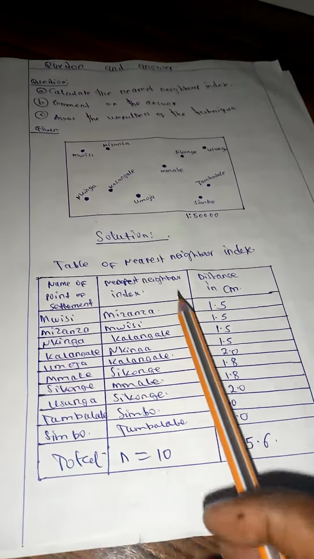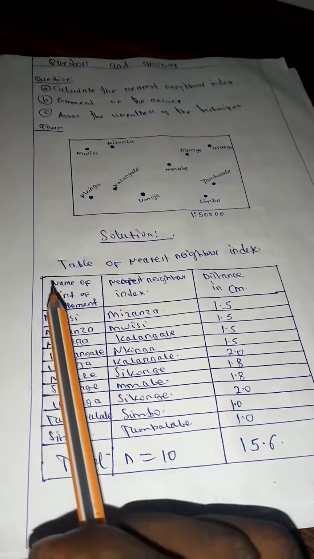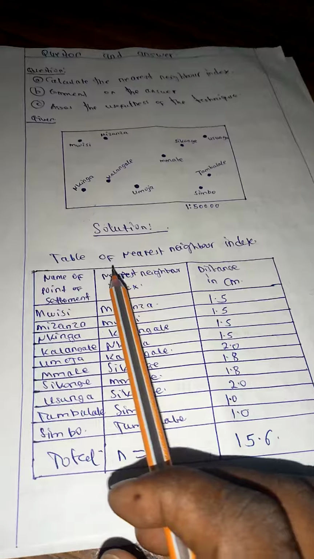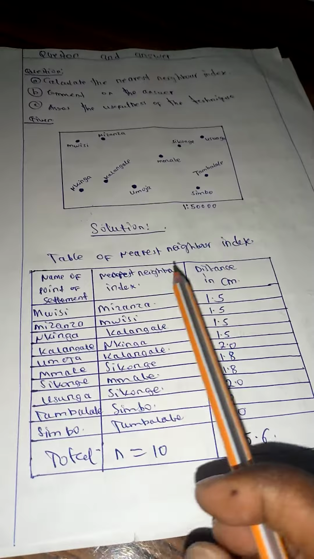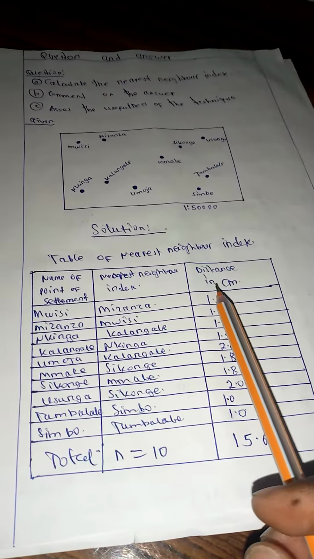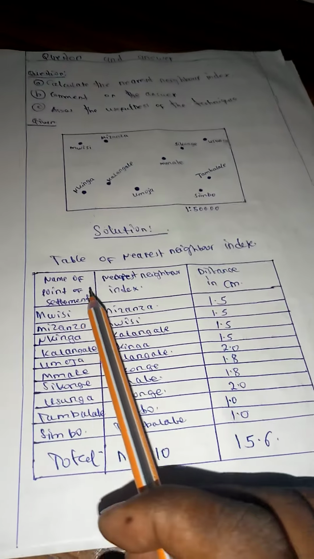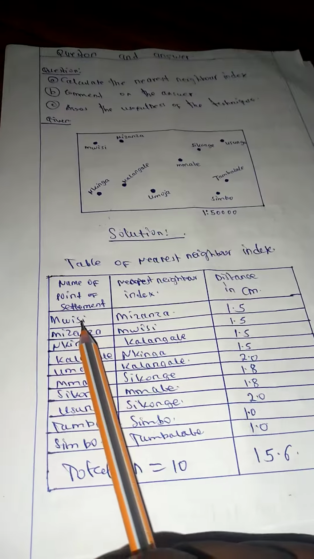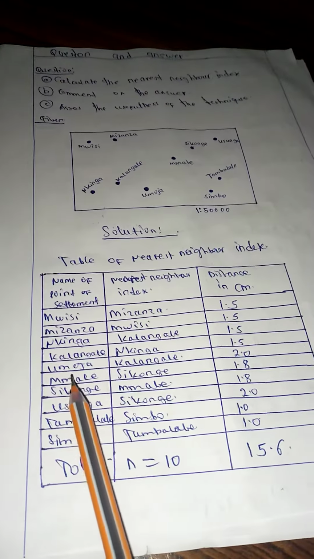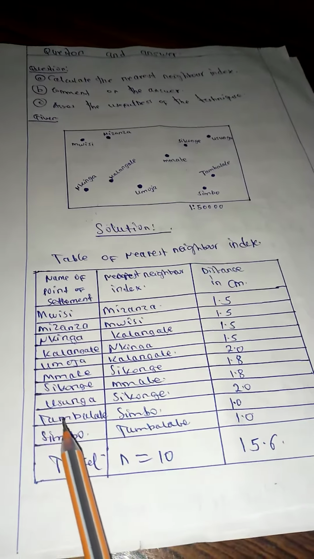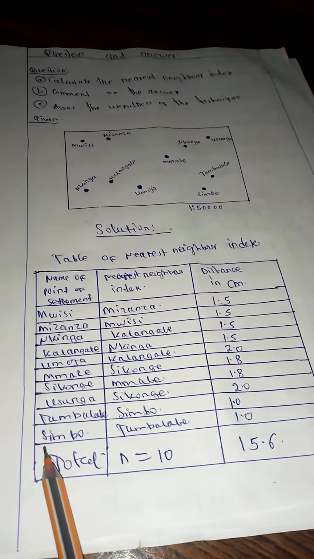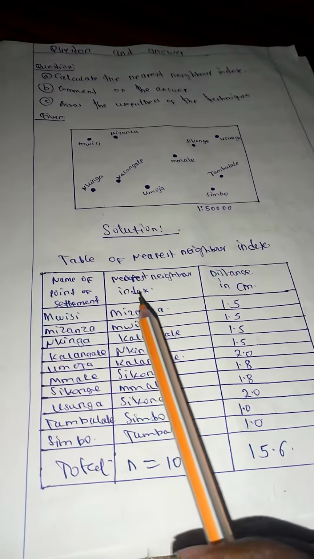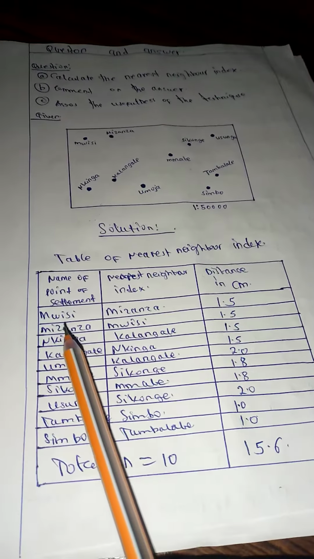We will draw like this one. Then the name of point of settlement, nearest neighbor index, distance in centimeter. Now when we look, we have Mwisi, Mizanza, Mkinga, Karangale, Umoja, Male, Sikonge, Usunga, Tambalale, and the symbol. Now we look at what is the nearest neighbor index of Mwisi.